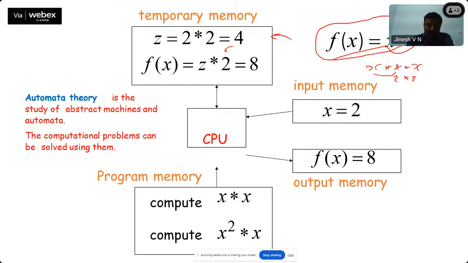Okay, so that we are getting 8. Okay, and this 8 will be reflecting on the output memory. So you are having input memory. So normally while executing the program, we will say that we are initializing a variable or declaring a variable.